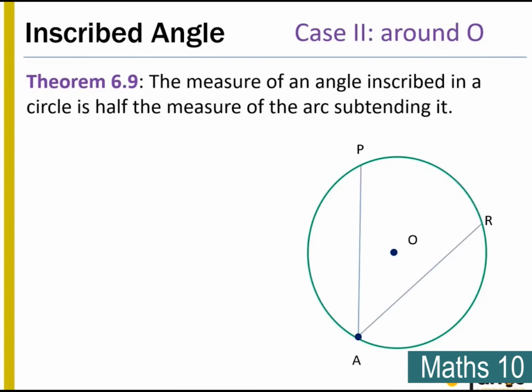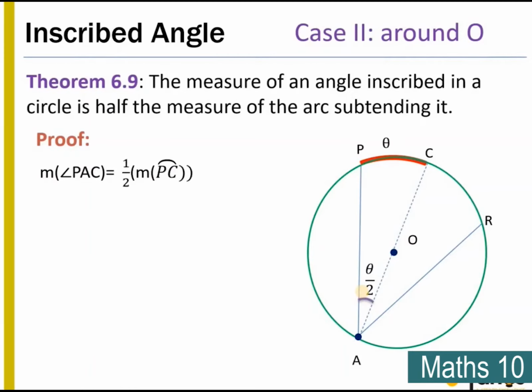Case 2, where the two lines are chords going around the centre. Again, here's the arc PR and here's the angle that we're working with. The proof in this case: first of all, we'll draw a line from A through the centre to meet the circumference at the point C. Then we know from before that if the measure of this arc is theta, then the measure of this angle is half theta. So the measure of angle PAC is a half of the measure of the arc PC.